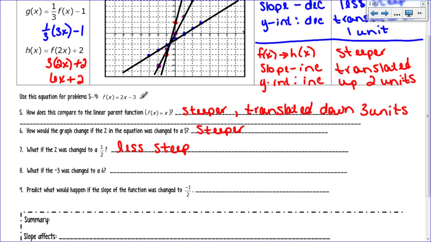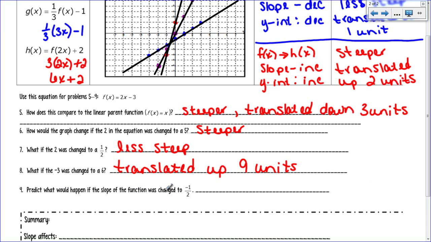And then if I change that negative 3 to a 6, I'm changing the y-intercept from a negative 3 down here to a positive 6 up here, so it gets translated up. And from a negative 3 to a positive 6 is 9 units, because you have to go 3 units to get from negative 3 to 0, and then you've got to go 6 units to go from 0 to 6, and so that 3 plus that 6 makes 9.